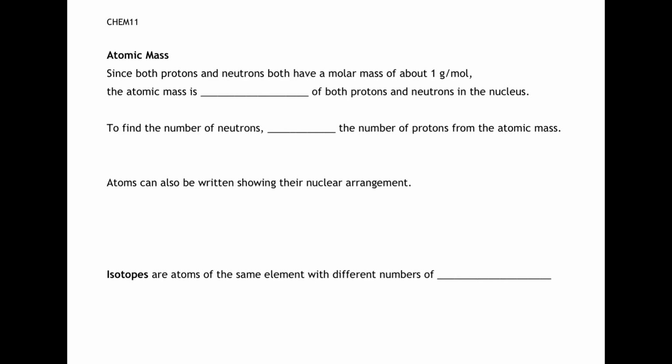So atomic mass, we've got to define atomic mass. Both protons and neutrons weigh about 1 gram per mole, so we just add them together. It's the sum of both the protons and the neutrons. So to find the number of neutrons, we just subtract.